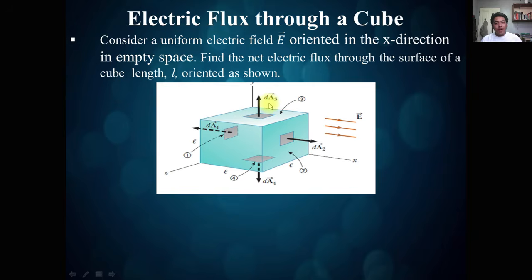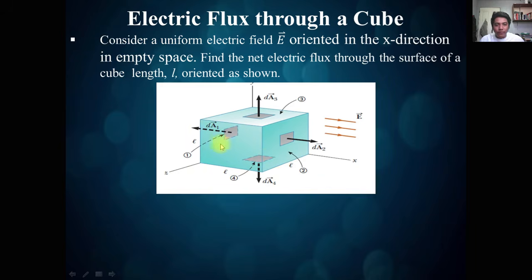So what is the flux there? The angle between the electric field, positive x, and the normal vector here is 90 degrees. So definitely, the electric flux at the very top of the cube is 0. Why? Because the normal vector is in this direction, dA sub 3, and the electric field is in this direction. So 90 degrees, cosine 90 is equivalent to 0. The same at the bottom.